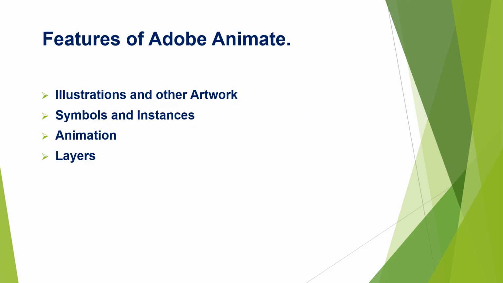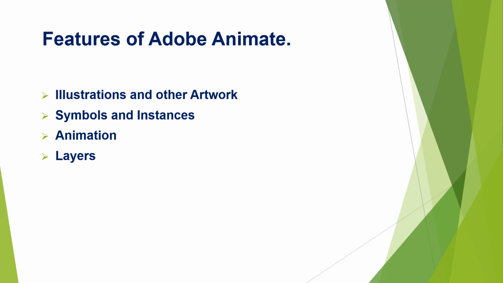Features of Adobe Animate. So there are some features of Adobe Animate: illustration and other artwork. Animate has many drawing tools that allow you to create vector graphics. Vector graphics are composed of lines, curves, and polygons. Conversely, bitmaps are made up of pixels. The main benefit of using vector graphics in an Animate project is that they are smaller in size and can be downloaded at a very fast speed over the internet.